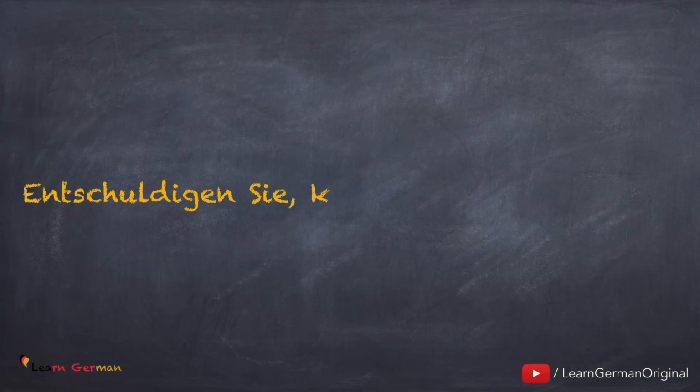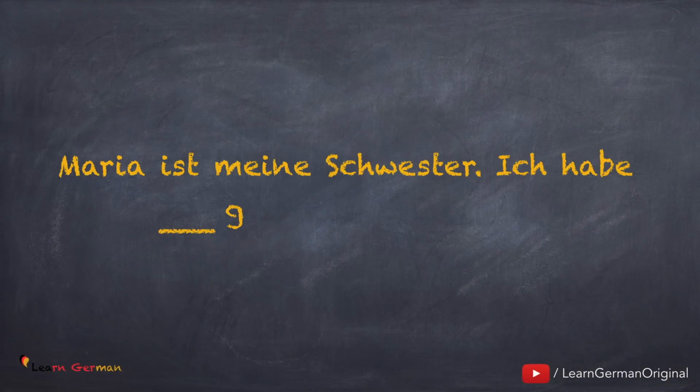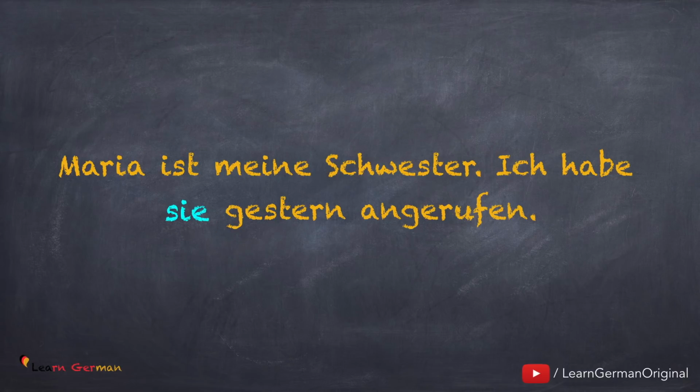Here's the next one. And your answer should be, Entschuldigen Sie, können Sie mir helfen? And finally, the last one. Your answer should be, Maria ist meine Schwester. Ich habe sie gestern angerufen.